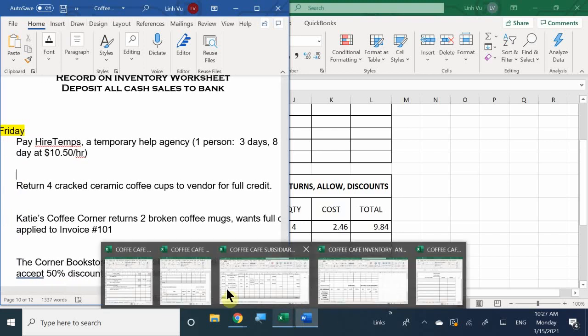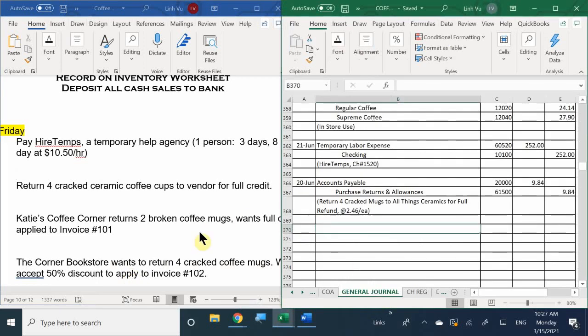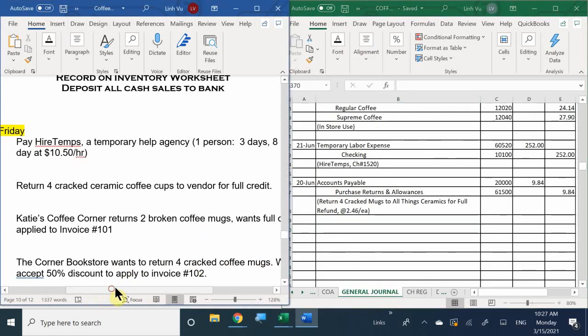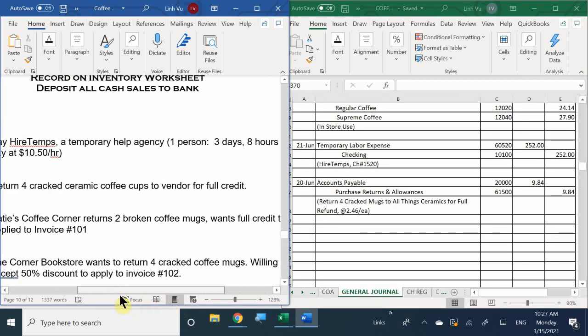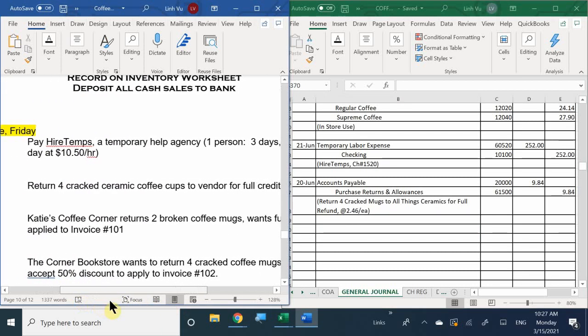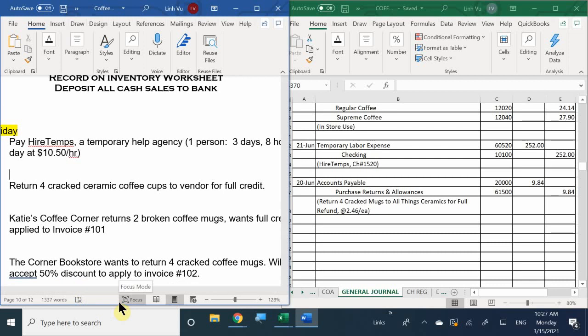Katie Coffee's Corner returned two broken coffee mugs and wants full credit to be applied to invoice number one. All right, so Mr. Allen wasn't careful, so he accidentally broke two of the cups. Okay. So with that being said, we have to grant Miss Katie her request.